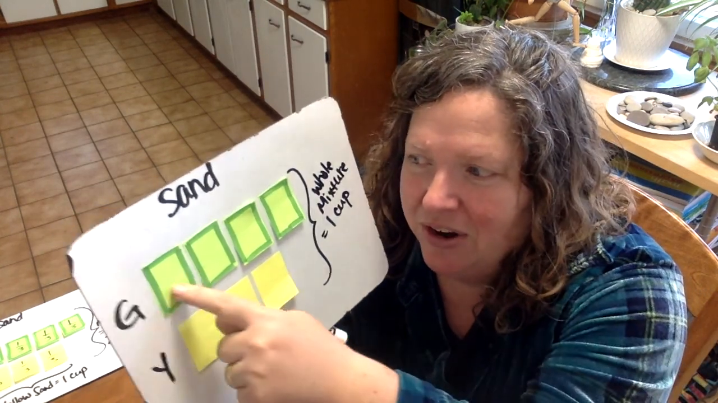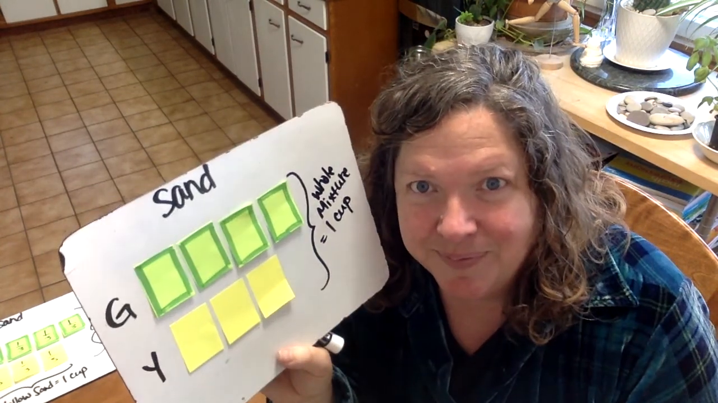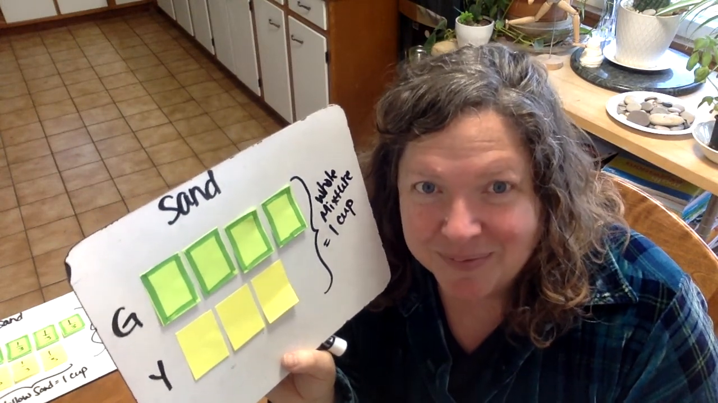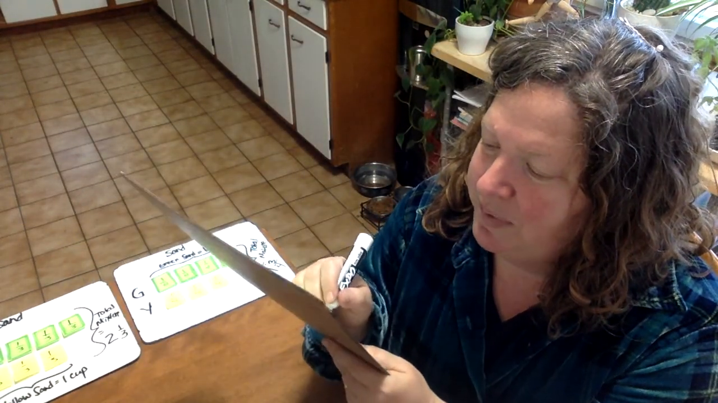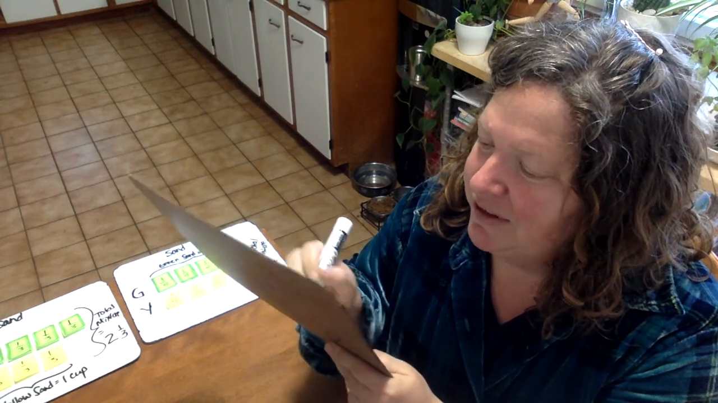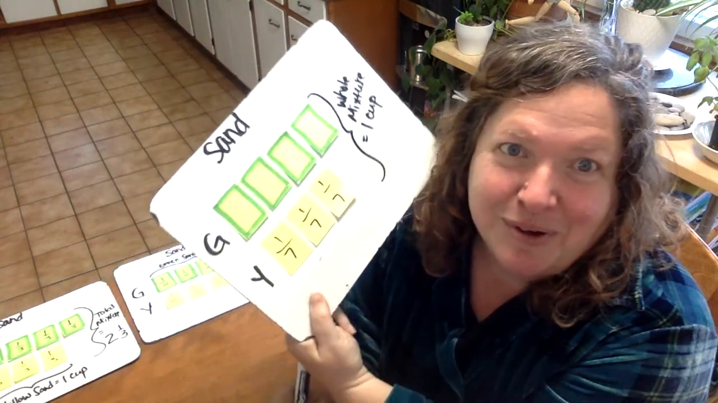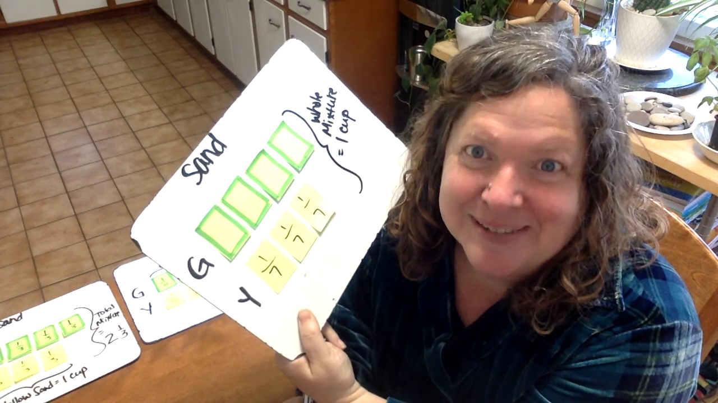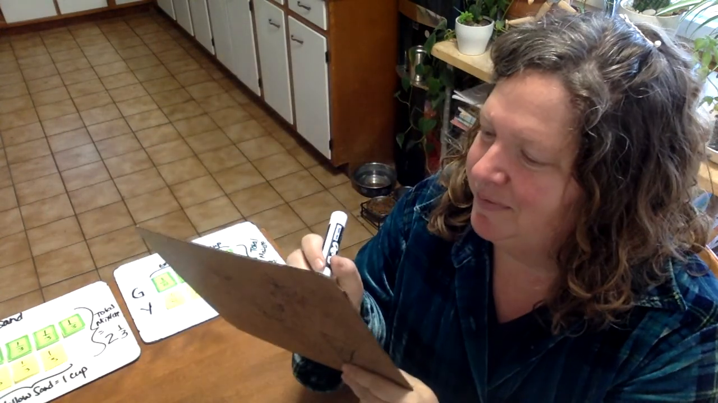How many parts are there in the whole? There's 7. So these would be sevenths. 1 out of 7. What about the greens? 1 out of 7.